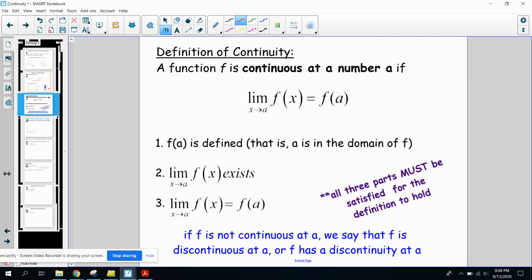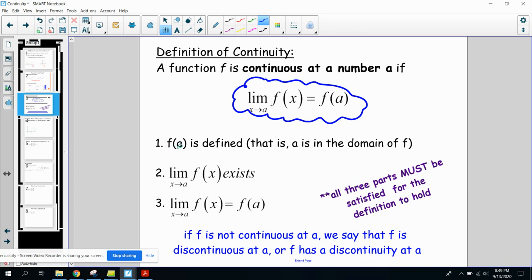So in order to tell if a function is continuous or not at a certain number, the following must be true. This is very important here. The limit as x approaches a of f of x has to equal f of a. These are the three things we have to test every time to see if it's true. If all three things are true, then the function is continuous at that number.